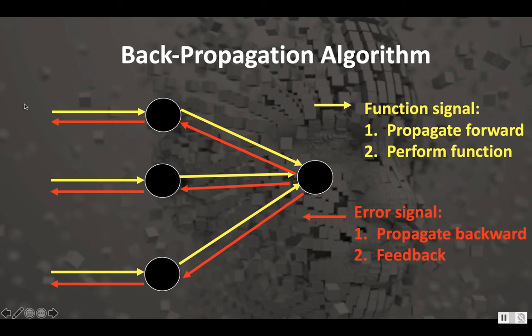The error goes back to adjust the weight. And then you have the second set of training data. You do the same thing. Forward, get the error. Use the error, go backward to adjust the weight. So this is the backpropagation algorithm.